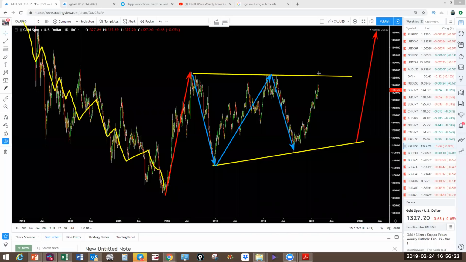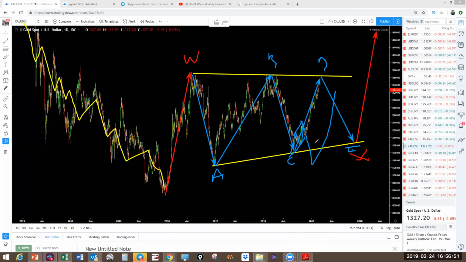A, B, C, D, then E, and then we go. Then you've got a simple ABC structure. Not an ABC in this case, it will be a WXY structure with your X being the whole triangle. Let's use the same color. A, B, C, D, E. So we've been buying gold since this corrective-looking structure here was invalidated.